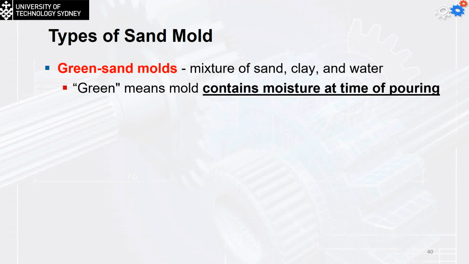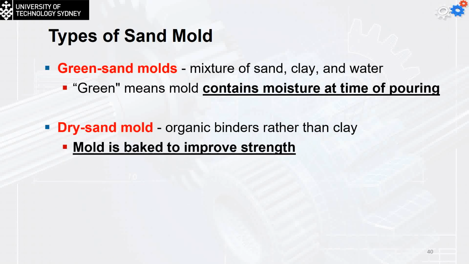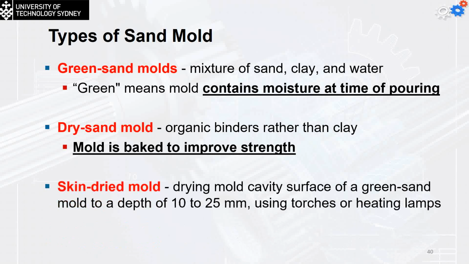Sometimes we use the dry sand mold. Instead of using the clay, I can use organic binder or chemical materials to hold the parts. This needs to be baked to improve the strength. For the skin dried mold, I don't have to dry everything because this would be time consuming. I only dry the skin on the outside, and this will make it something like a pottery thing, holding the part. Or simply, I can use the green sand mold and put a metal jacket to hold the parts together.